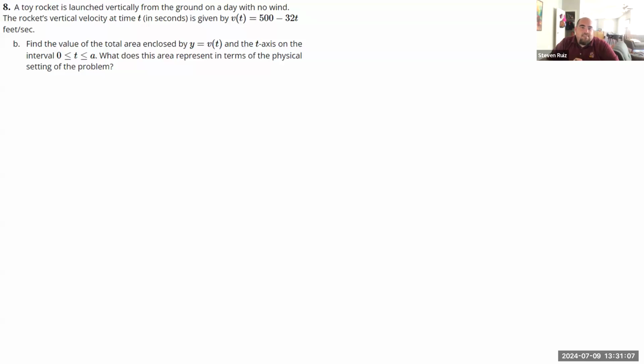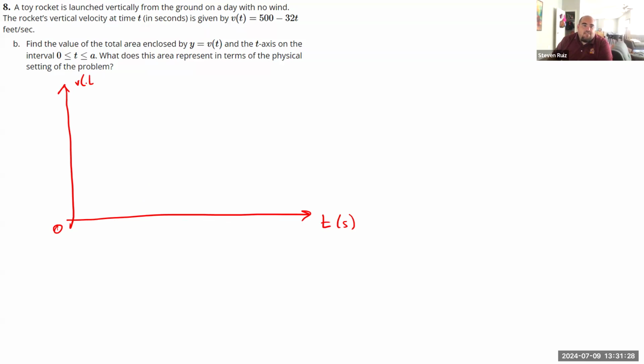Part B, find the total area enclosed by y equals v(t) and the t-axis. Okay, so we want to find an area under a curve, so let's graph this curve between t equals 0 and t equals A. So here's 0, time axis, this is measured in seconds. This is the velocity axis measured in feet per second.